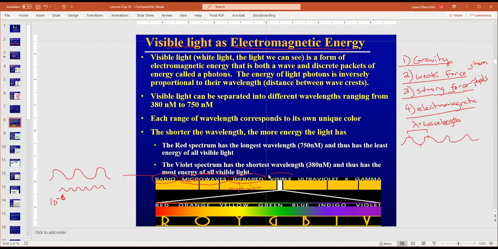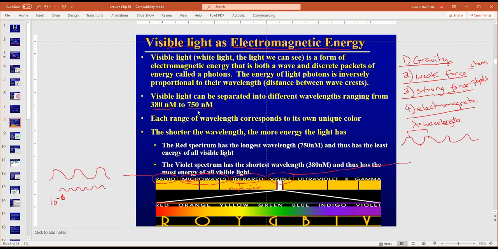And then we have visible light. So visible light, this is what you see every day. This is all you can see. And visible light falls somewhere between 750 nanometers and 380 nanometers.